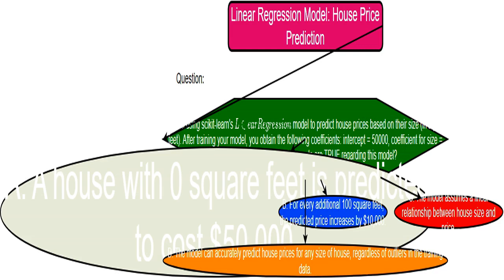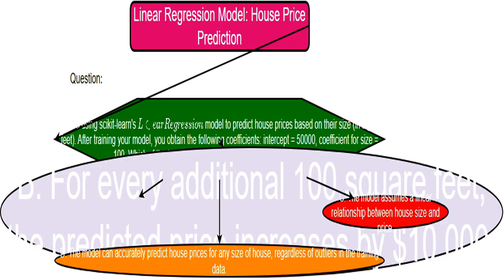This statement checks my understanding of the intercept, which is like the starting point of the line. If I plug in 0 for size, I get the intercept value, 50,000, as the predicted price. This tests if I understand how the coefficient affects the prediction. The coefficient, 100, tells me the price increase per extra square foot. Therefore, an additional 100 square feet increases the predicted price by 100 times 100 equals $10,000.